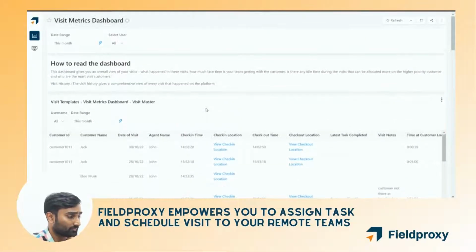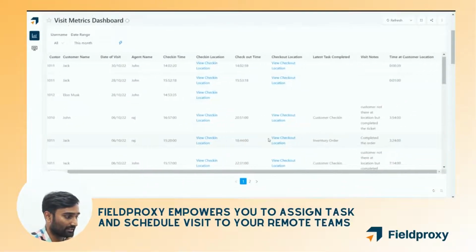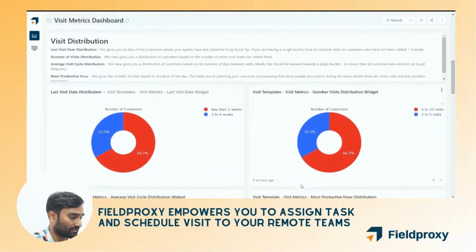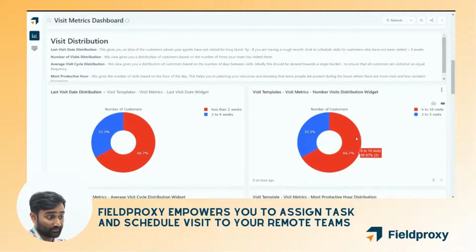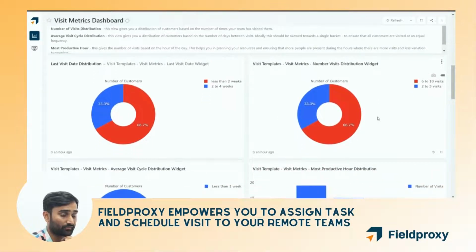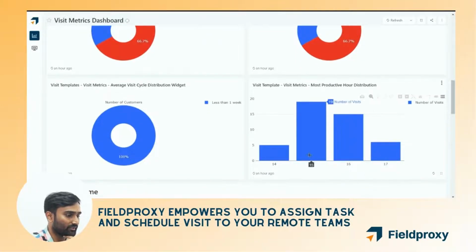Now going on to another dashboard, the visit metrics. You can check agent-wise how many check-in locations they are doing, where they are checking in and checking out, and the notes they're collecting so far. You can also see on the whole how many visits your agents are doing. Six to ten visits make up around 60% of their visits, and only two to five visits per customer account for 33% of their visits.